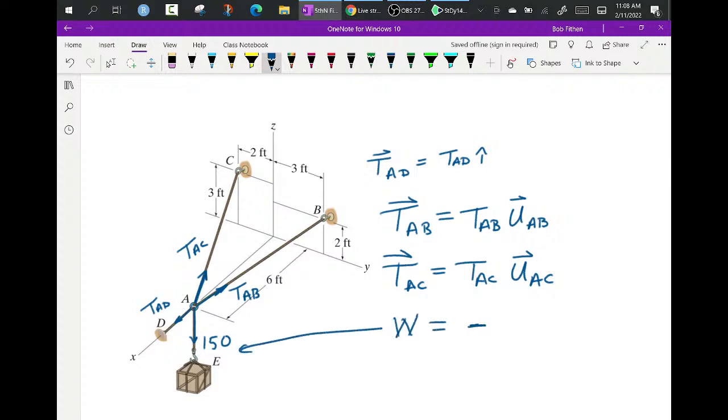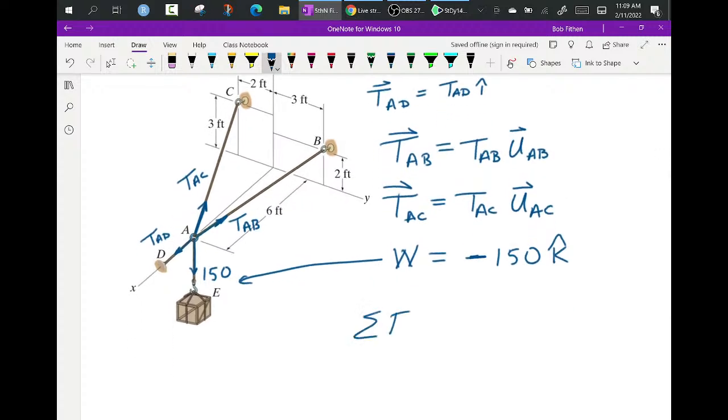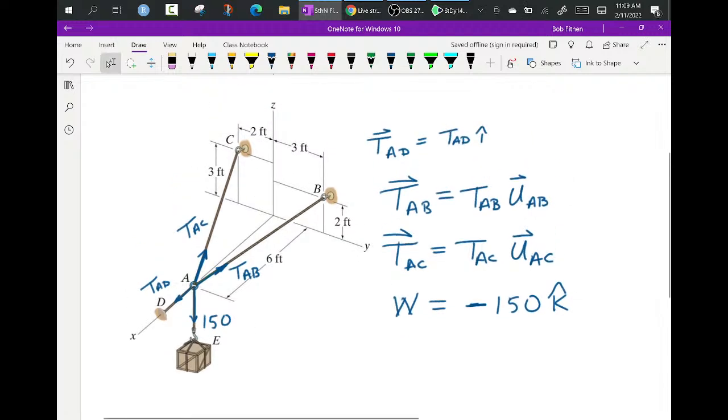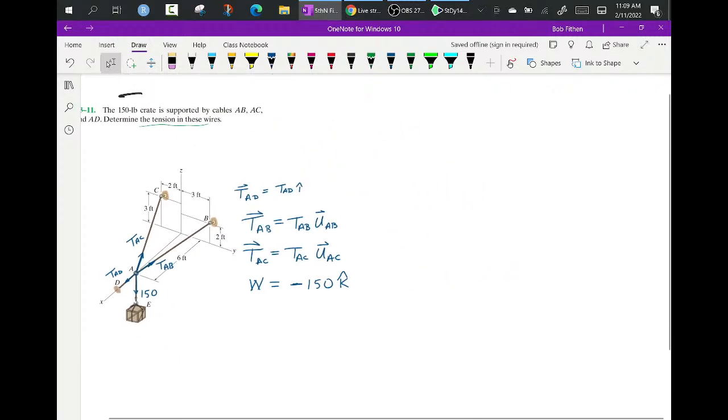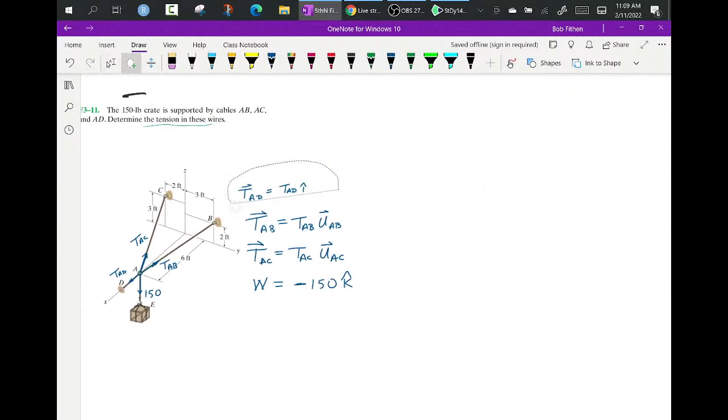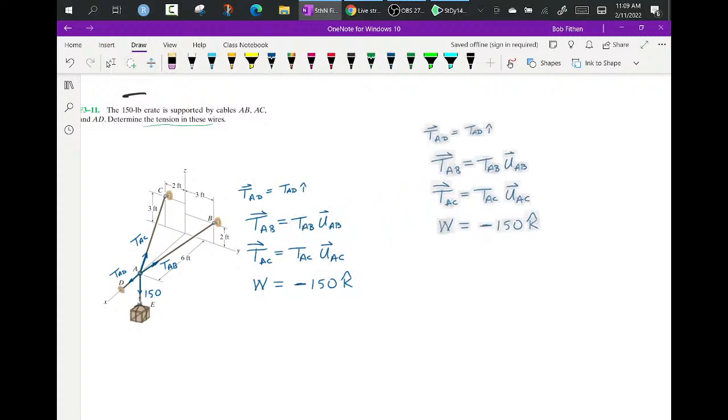It's going to be nothing more than minus 150 K, because it's going in the opposite direction of Z. So it's going negative, or the opposite direction. So I have my four forces here. Technically, I want to sum the forces in the X, the Y, and the Z. So I'm going to move these forces to the right, address the unit vectors, then move that out of the way and come back with these.